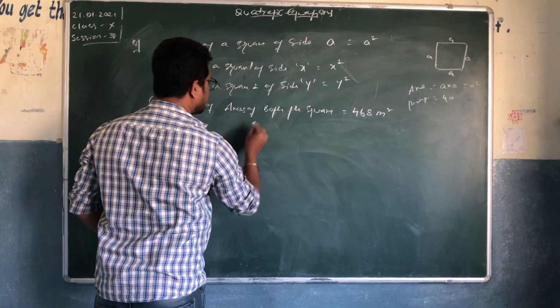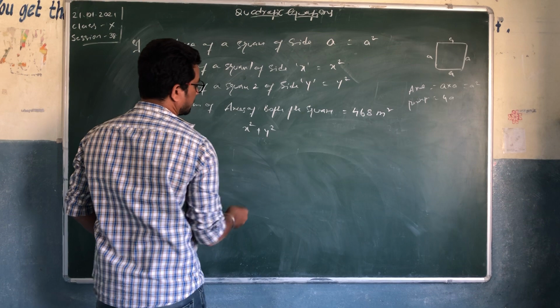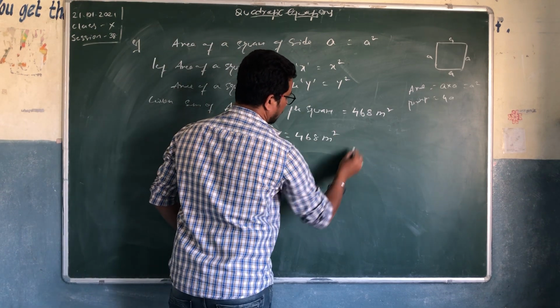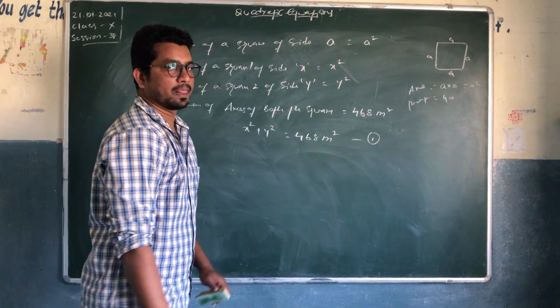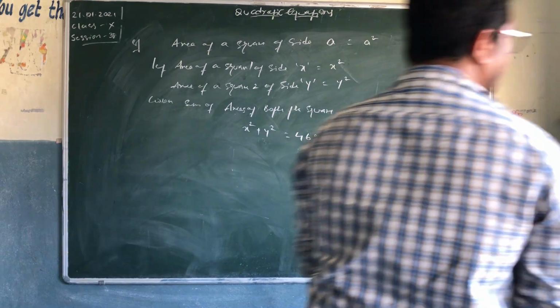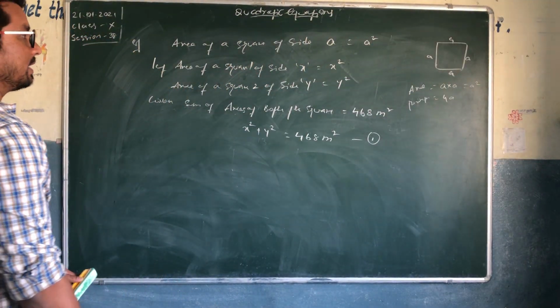The areas of both the squares are x square and y square. He is saying that the sum is equal to 468 meter square. Take it as 1. Now, the difference of their perimeters is 24 meters.